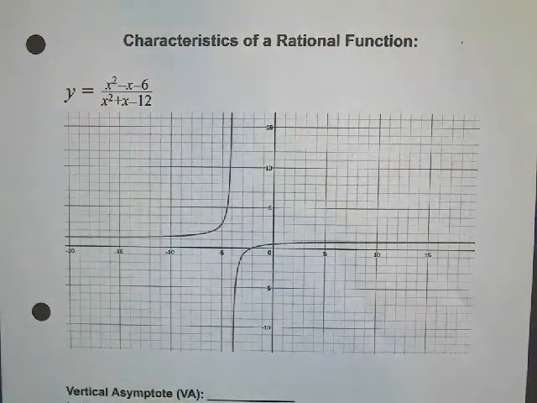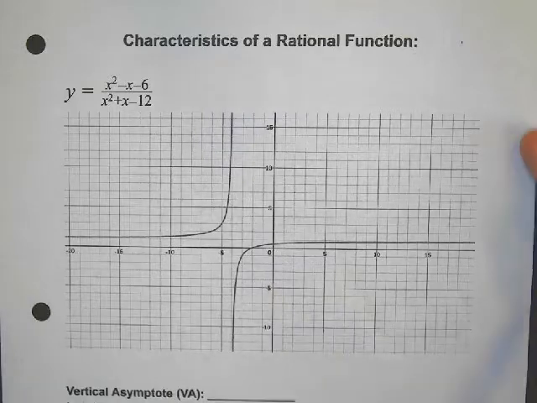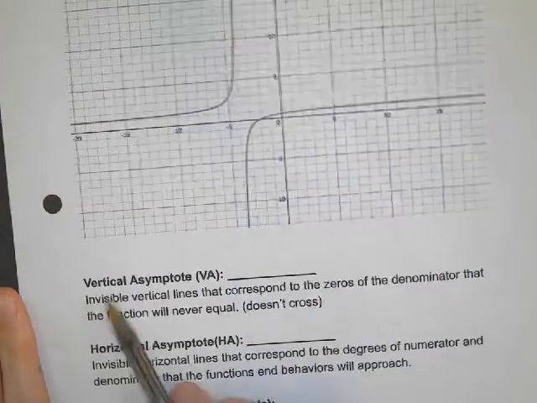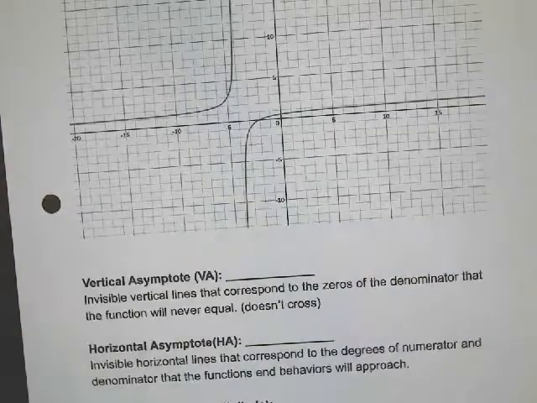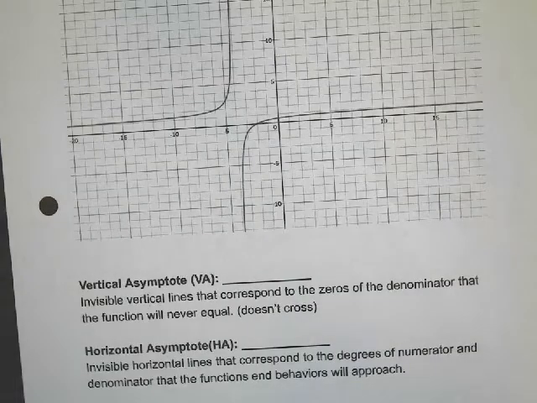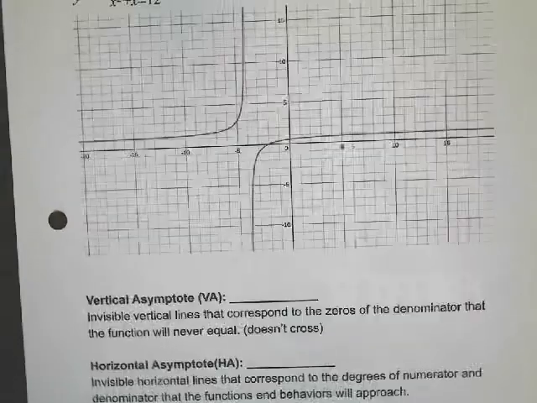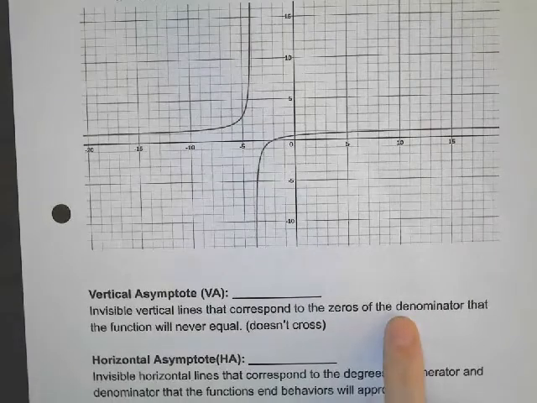Okay, so in class we already talked about how to identify characteristics of a rational by looking at a graph, but sometimes the graphs aren't always reliable to look at and you need to know the characteristics beforehand. So the first thing is a vertical asymptote, which we know is an invisible line that the function will never cross or equal. And in a little while I'll show you how this invisible line corresponds to the zeros in the denominator.